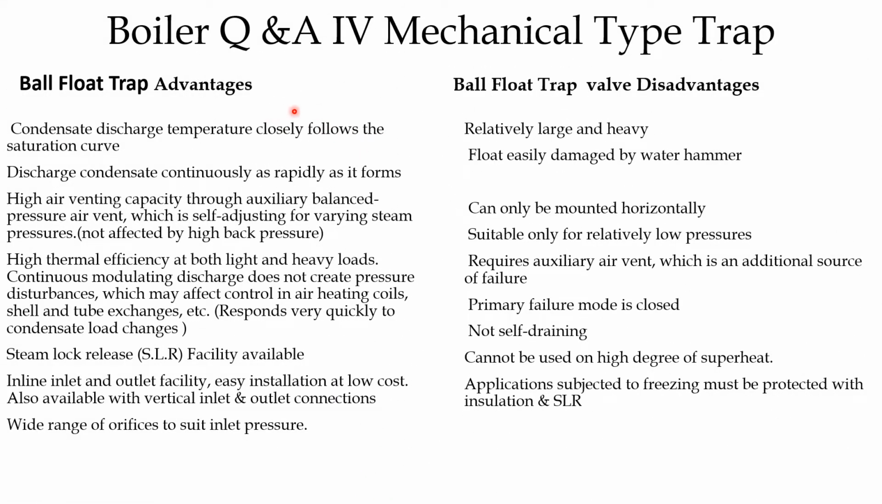Now we can see the advantages and disadvantages of the ball float trap. Condensate discharge temperature closely follows the saturation curve. It discharges condensate continuously as rapidly as it forms. Whenever condensate forms, it continuously discharges the condensate. High air venting capacity through the auxiliary balanced pressure air vent, which is self-adjusting for varying steam pressure, not affected by high back pressure. High thermal efficiency at both light and heavy loads. Continuous modulating discharge does not create pressure disturbances, which may affect control in air heating coils and shell and tube exchangers.